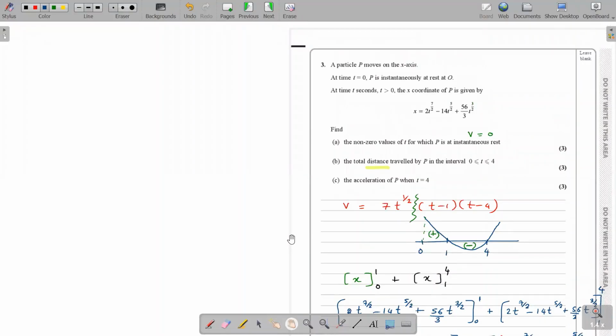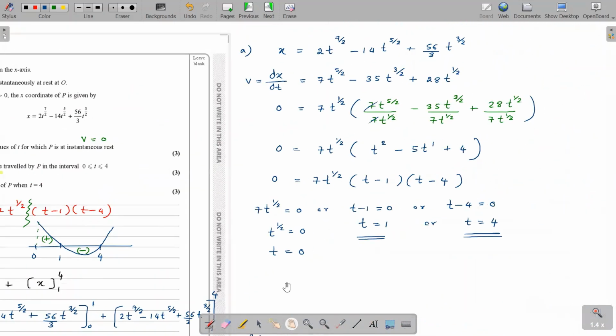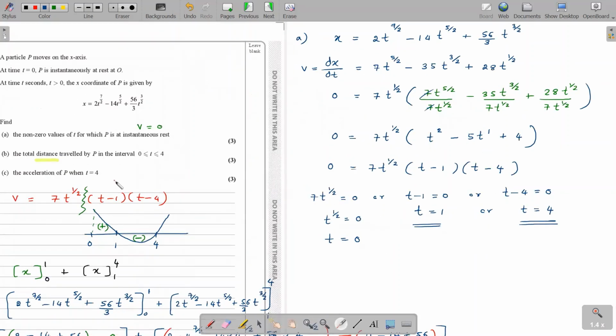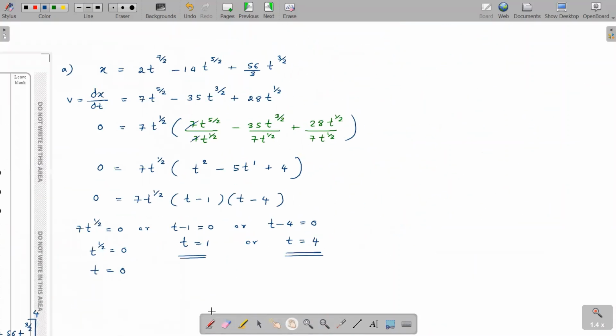Part C, the acceleration of P when t equals 4. How do we find the acceleration? Obviously, we have the differentiation of x and we got the velocity. Can you see the velocity function? We will go with this, the simplest form, instead of the more factorized form, because it will be difficult when we differentiate velocity to get acceleration. To differentiate, I want the format where everything is open and every term is separately located. They're asking me to find the acceleration when t equals 4, so let's differentiate, get the acceleration, and replace t with 4.